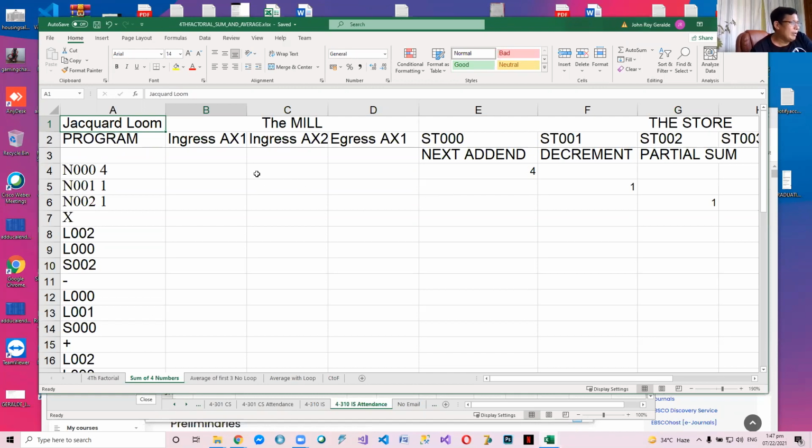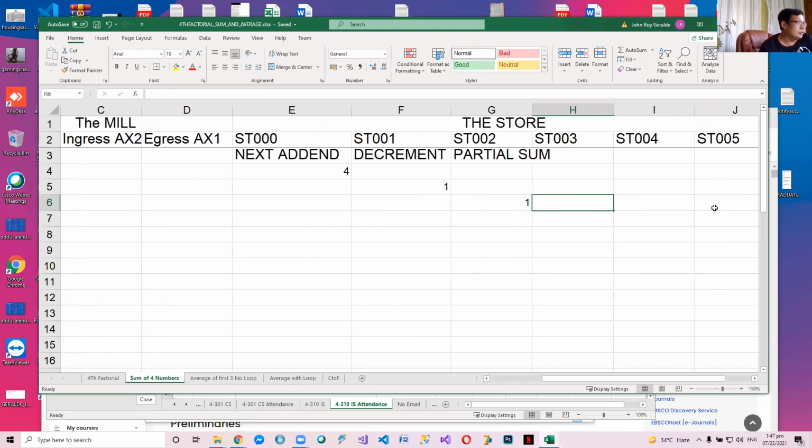Okay, so like the factorial program, ST000 will use a next addend. In the factorial program, we have the next multiplier, but here we have the next addend. The next addend is 4 because the first partial sum is 4. Any questions so far? Then we have a standard decrement every time, which is constant at 1, and our partial sum, which will be the result, will be stored at ST002. For the moment, that's all.